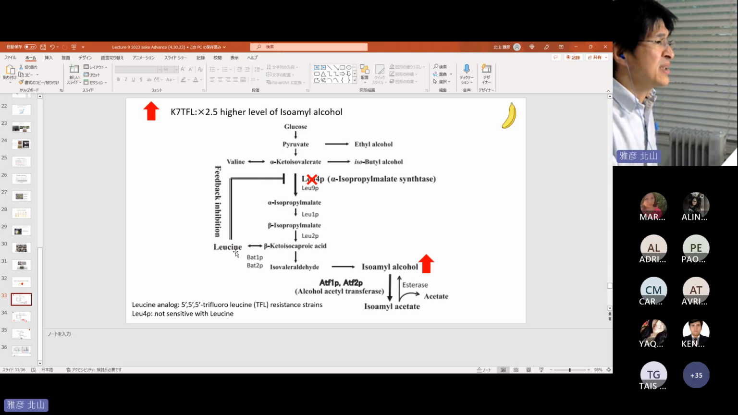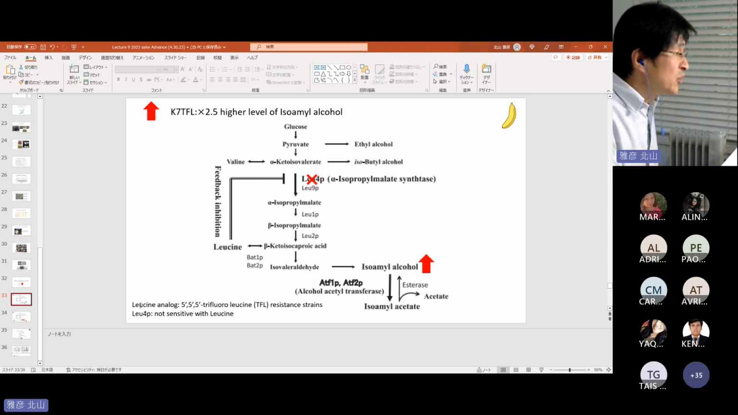It means even if we have lots of leucine, leucine cannot bind to this enzyme. So negative feedback will not be made, and this metabolism will make more and more. And it means more isoamyl alcohol will be made.